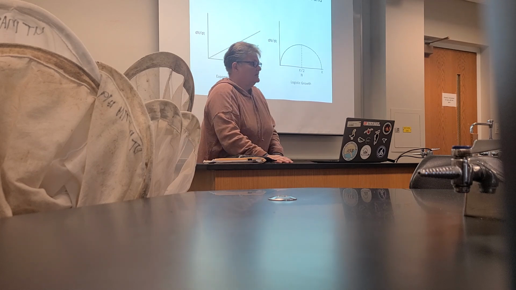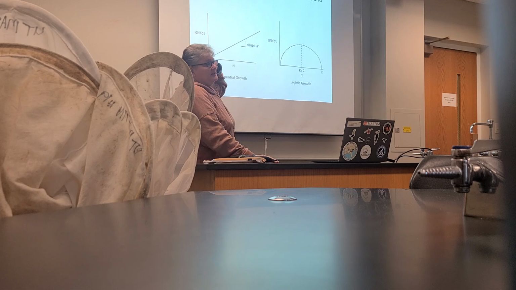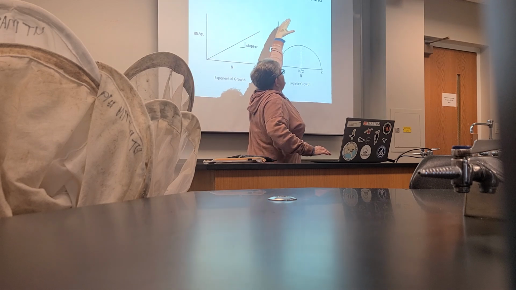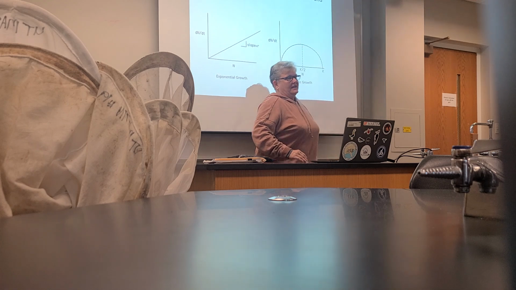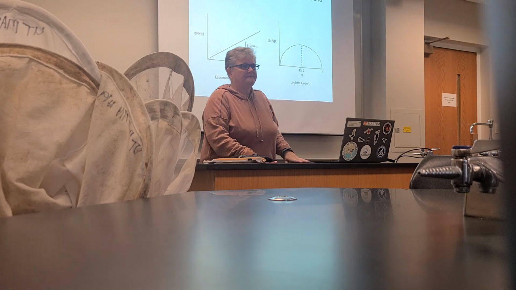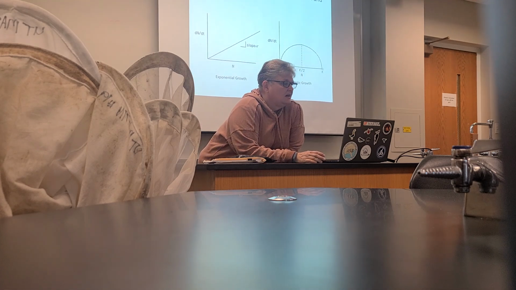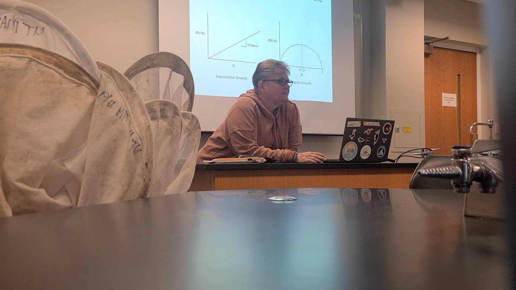Okay? Now remember, for exponential growth, we assume that r stays constant forever. And so this line just goes up and up and up with the same slope forever. All right, any questions about that one?